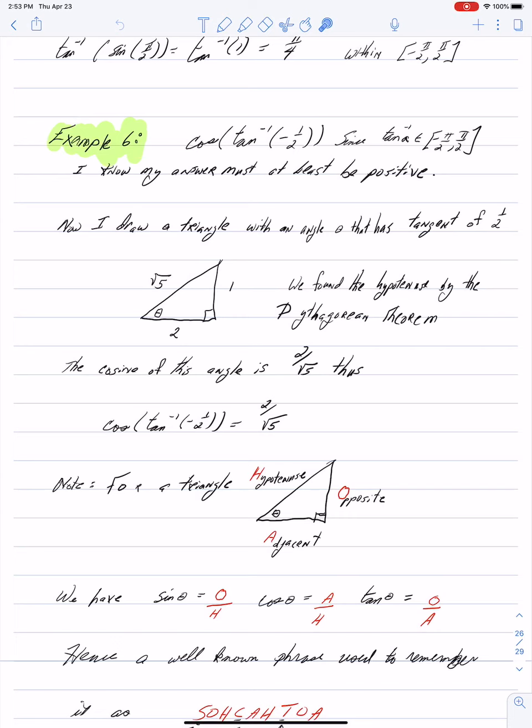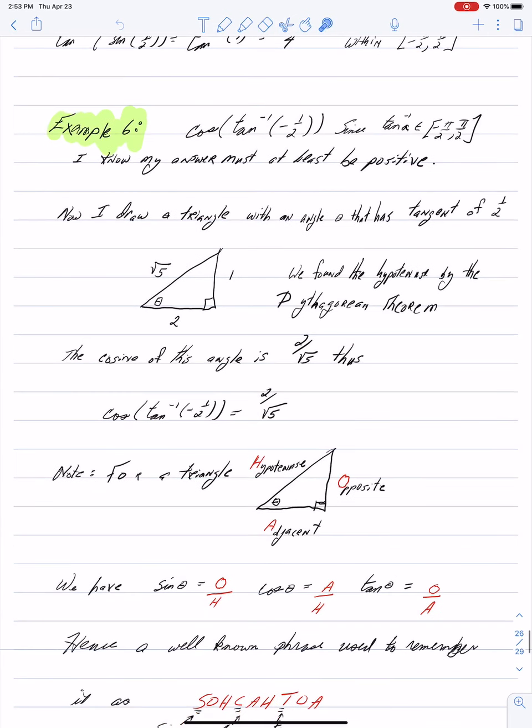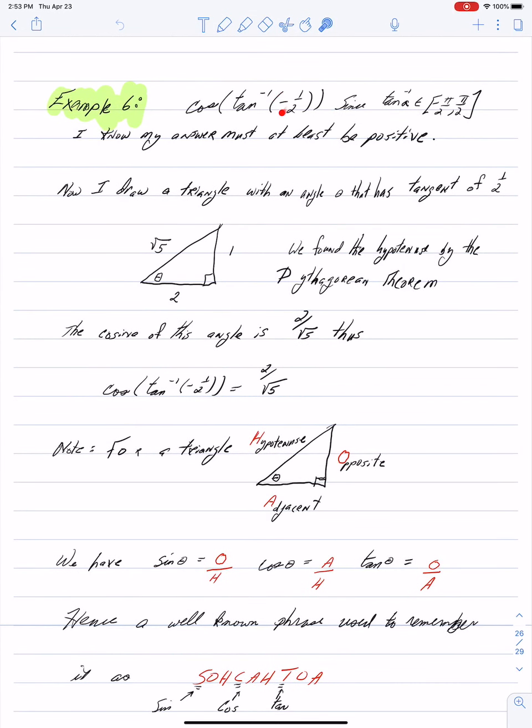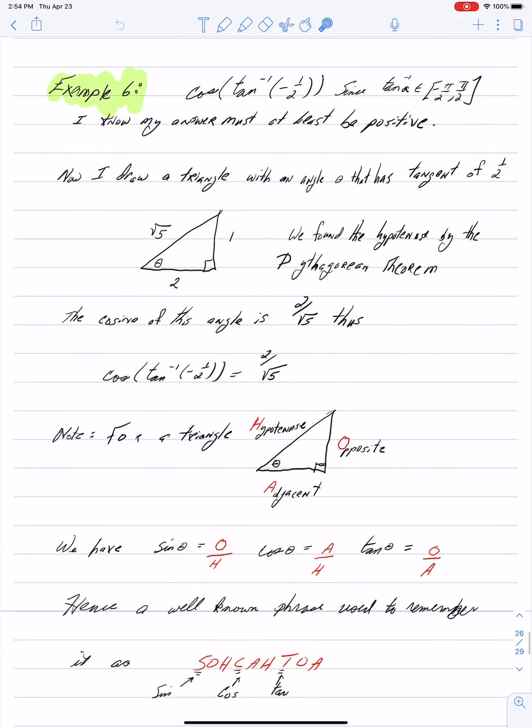Yes, positive. So that's how I know that my final answer is going to be positive, right? That's the way I figure out if it's going to be plus or minus. And then after that, I really ignore this minus sign here because I've already figured it out, right? So now what do I do? Well, I draw a triangle whose tangent is 1/2, right?